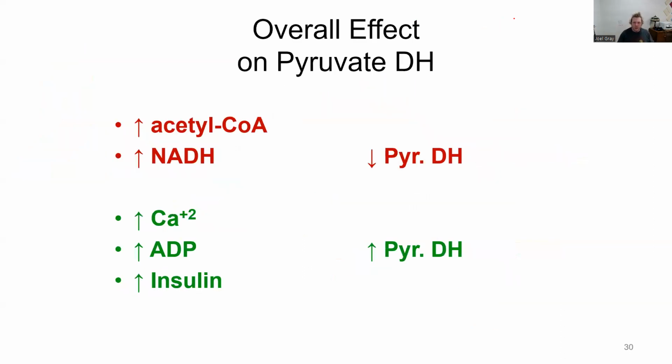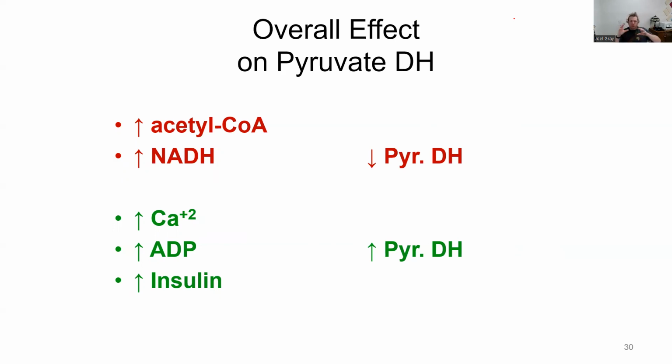Now, in a nutshell, whenever acetyl-CoA and NADH are present, chances are you're going to have a diminished activity of the pyruvate dehydrogenase complex. Whenever you have calcium, insulin, and ADP present, well, then your pyruvate dehydrogenase complex activity is higher, because what you're trying to do is extract as much energy from glucose as possible.